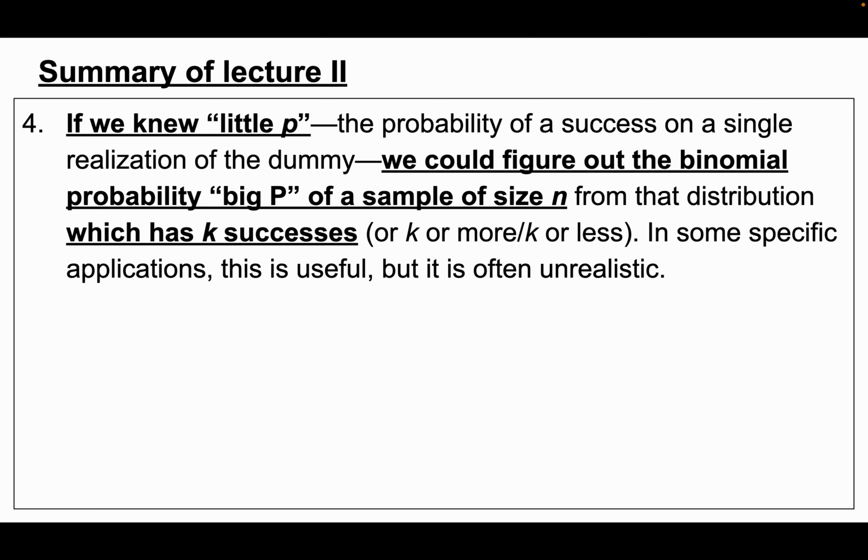We actually can figure out exact probabilities here because this is a mass function, not a density function, but you'll see that the binomial distribution starts looking like a density curve soon enough, and our purpose will usually be to take the probability of k or more or k or fewer successes. That should be fewer, not less, by the way. In some specific applications, this is useful, but it is often unrealistic.